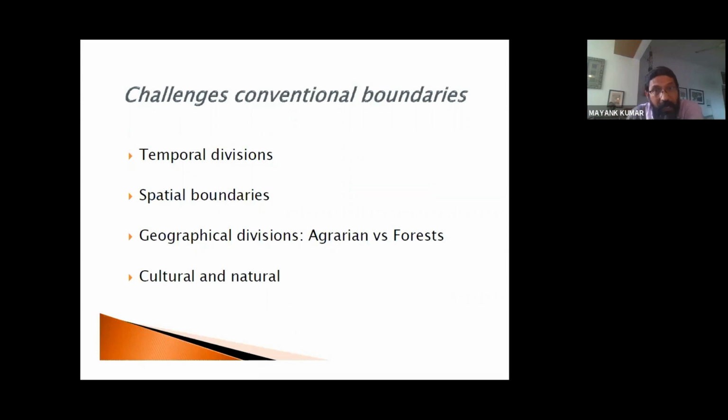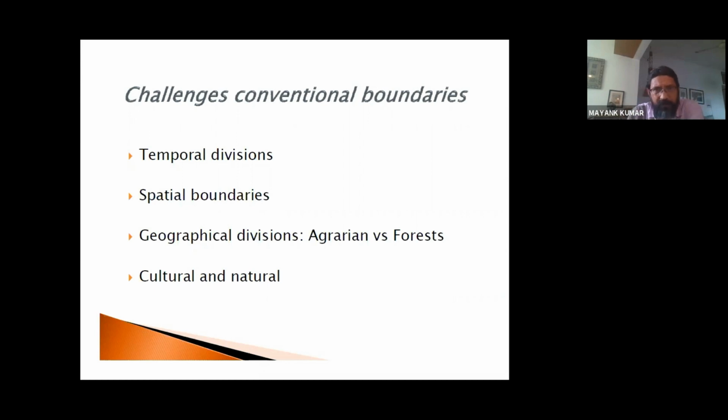So environmental historians have to go beyond that. They have to challenge these conventional boundaries. Only then will we be able to get a larger picture. The other thing which I would also like to highlight is the geographical divisions. When I say geographical division, I mean that agrarian versus forest is a very conventional division, and that creates problems for our understanding.